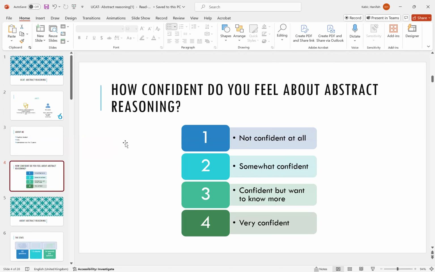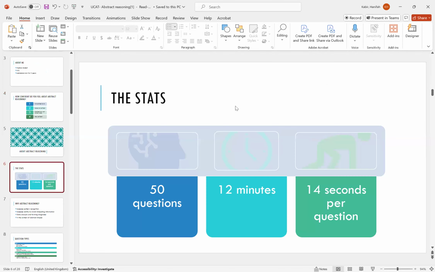The main issue I would say is the timing. So you have 50 questions in 12 minutes. That gives you 14 seconds per question. In reality, it works more that for a set, for example, in type one questions or type four questions, you have 1 minute to do the set. So, say you have about 40 seconds to figure out the pattern, then 15 seconds to fill in your answers.